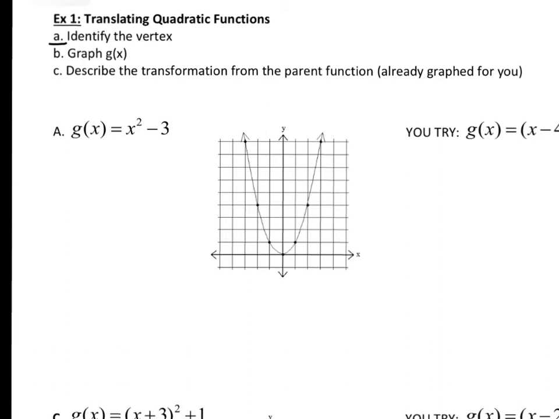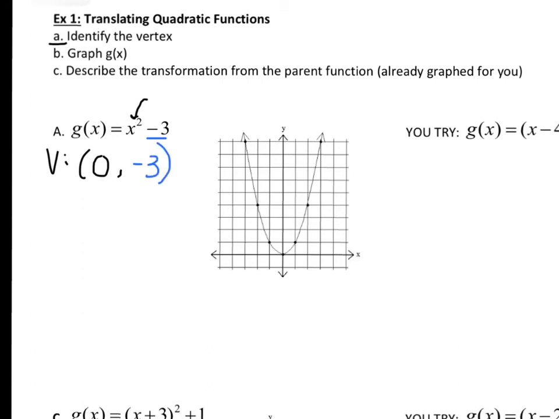First, we're going to identify the vertex. So I'm going to look and see what's inside the parentheses for the vertex. I don't see anything. That means this parabola is not moving anywhere, left or right. Next, I see a -3 after the x squared. That means that the parabola has moved down 3.